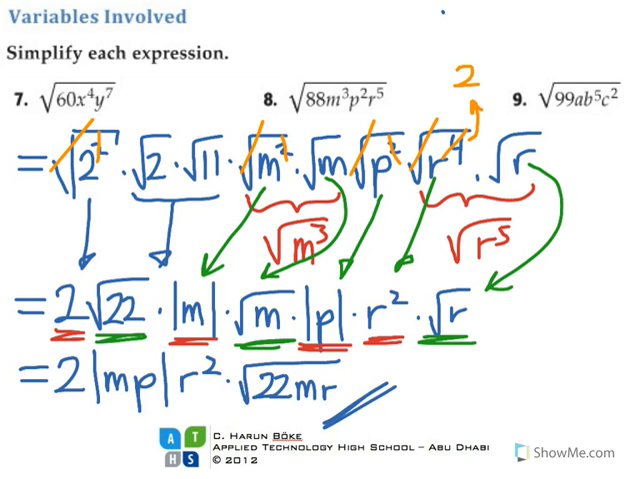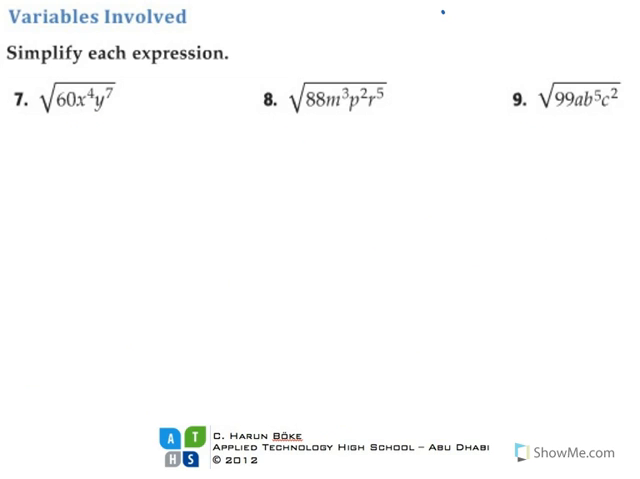Let's look at number 9. In number 9 we are going to prime factorize 99, and then we are going to write b to the power 5 as b to the power 4 times b, and then simplify. Let's start.